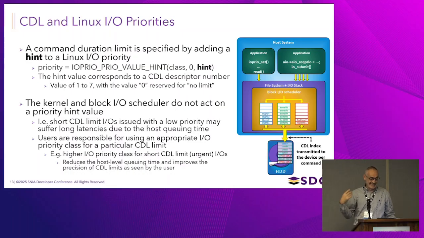So CDL in Linux is all through the I/O priority interface, meaning that you can apply a CDL limit to an I/O for a real-time, high-priority I/O, a best effort one, or an idle one. You can also combine your CDL limits with I/O priorities. You will see that has an important effect on what the end result is, because again, between your application and the drive, there is the kernel, and the kernel has to do the right thing if you want CDL to work correctly.